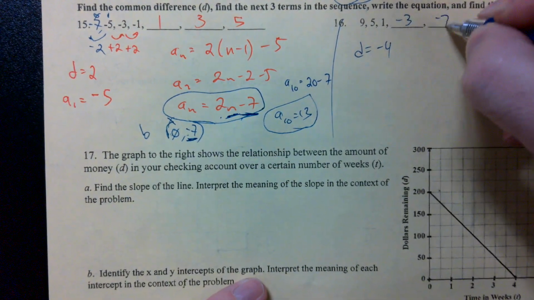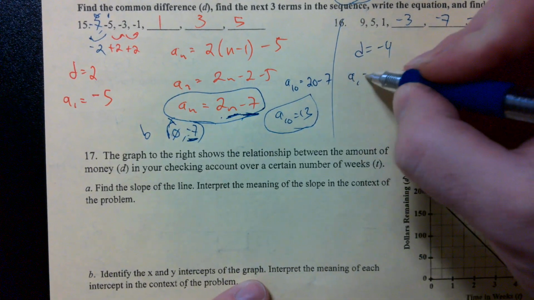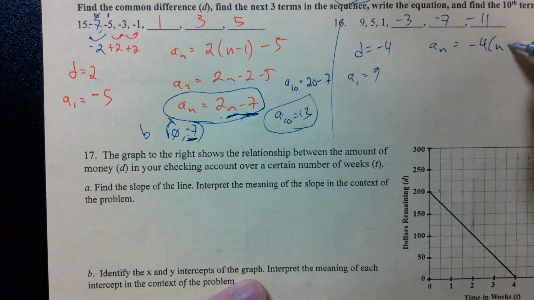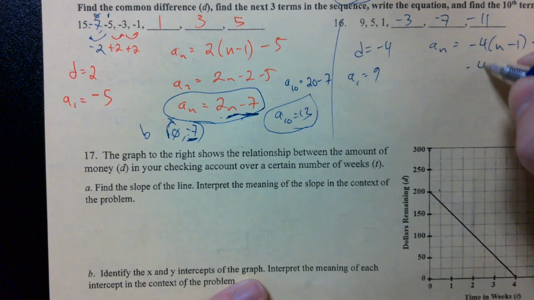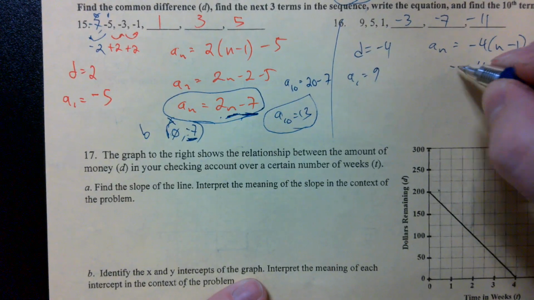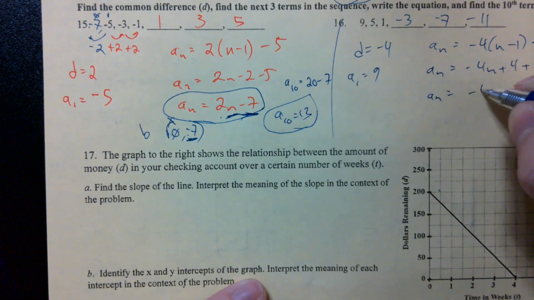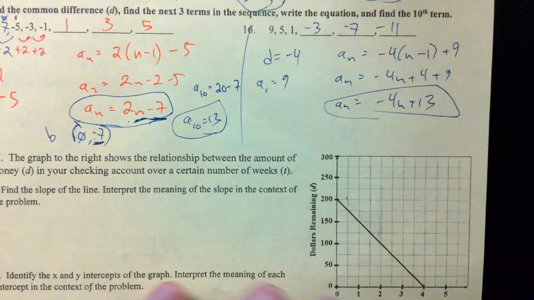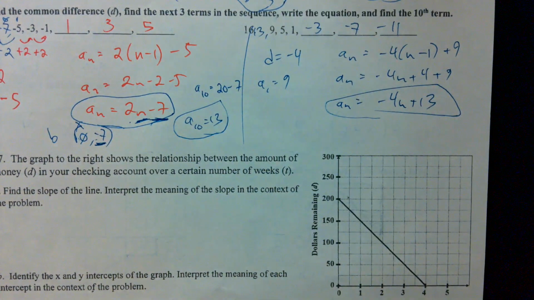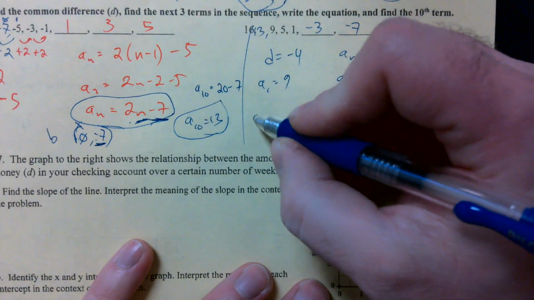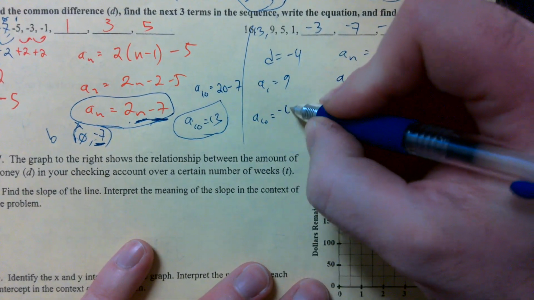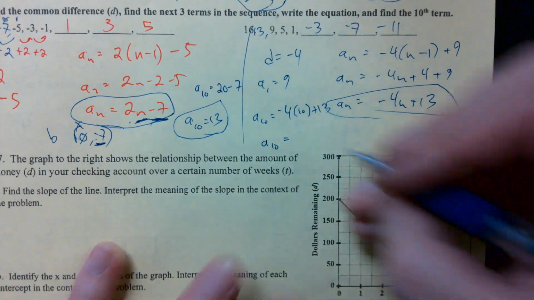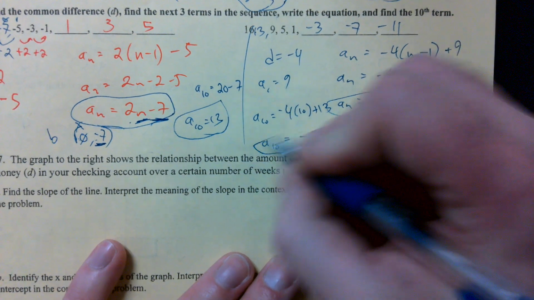So I'm going to get negative 3, negative 7, negative 11. A sub 1 is 9. A sub n is equal to negative 4 times n minus 1 plus 9. Negative 4n plus 4. What's 4 plus 9? 13. Does that match up with what A sub 0 would be? Yep. So A sub 10 is negative 4 times 10 plus 13, which gives me what? Negative 27, right?